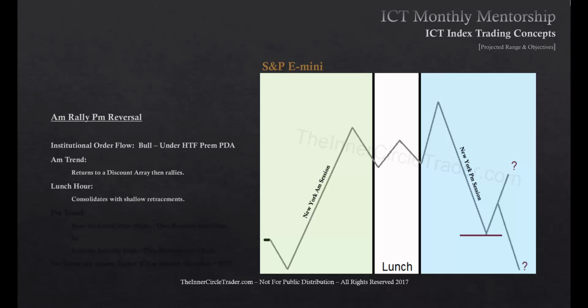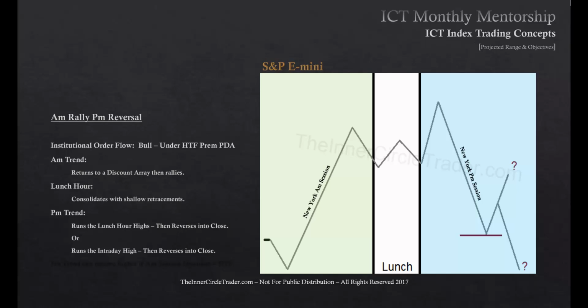The lunch hour consolidates with shallow retracements. The PM trend runs the lunch hour highs, then reverses into the close, or it runs the intraday high, then reverses into the close. So it could create a higher high in the PM session that was seen on the intraday, or it could just simply run above the lunchtime hour and then reverse there. So in other words, it could create a lower high than the one formed in the New York AM session.